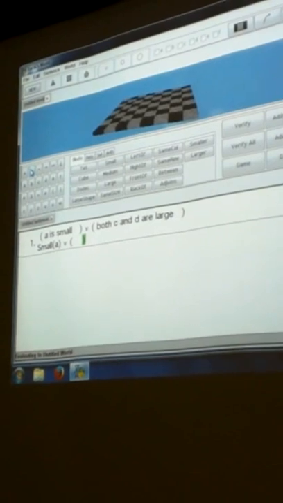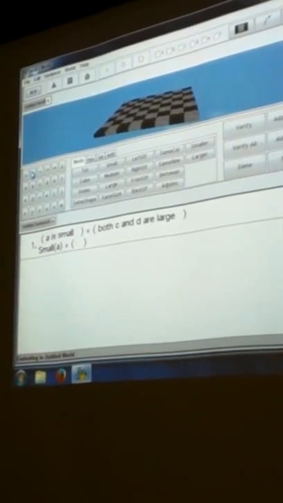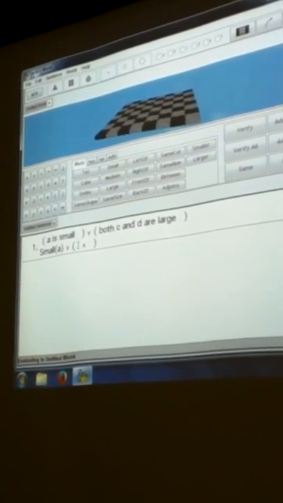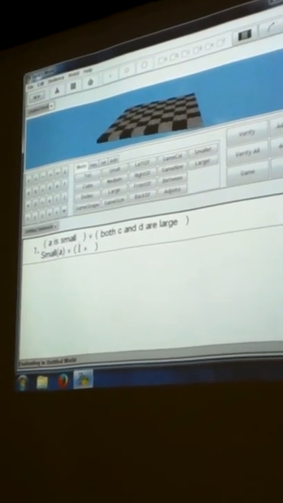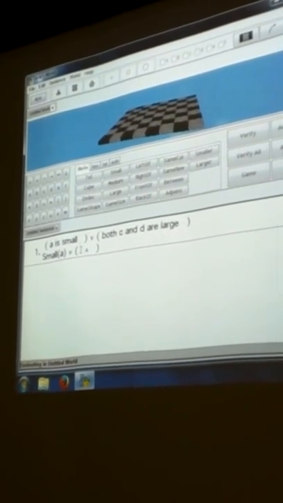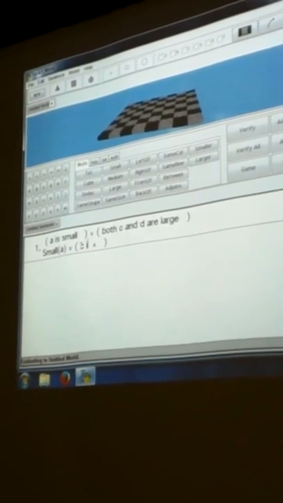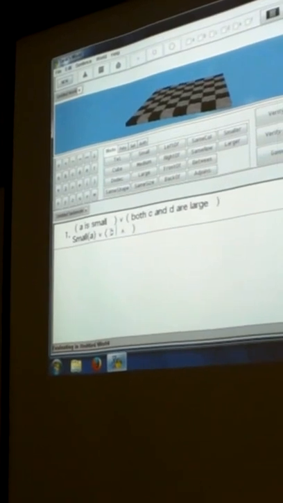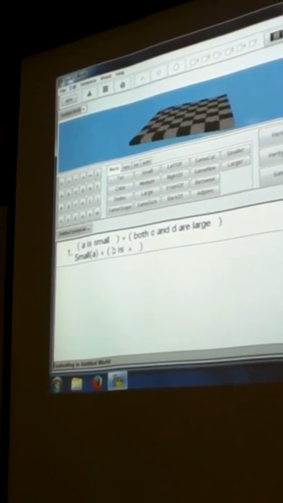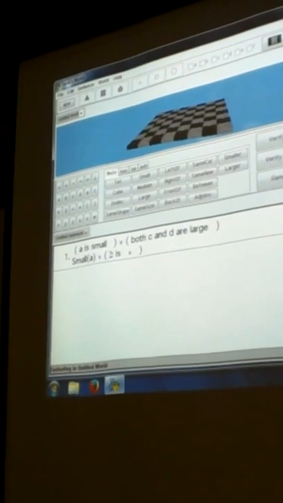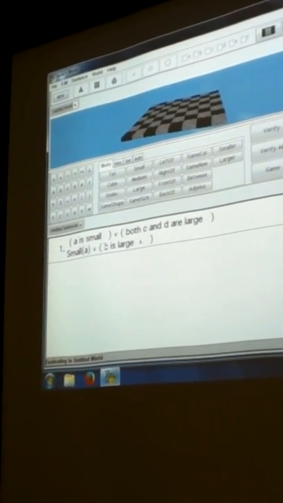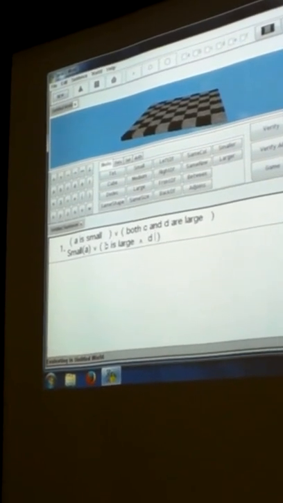And then on the other side, I've got both C and D are large. What's my main connective there, Belinda? And. So and is the main connective, and now chunk each of the sides. I'm not going to put them in parentheses because it looks ugly. Maria, what's on the left side? C. C is strictly speaking correct, but it's got to always be a complete thought. So C is what? C is large. There you go. And then on the other side? D is large. There you go.